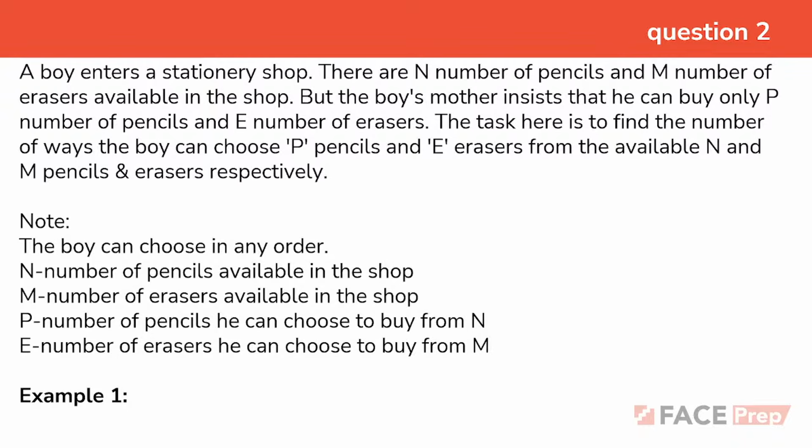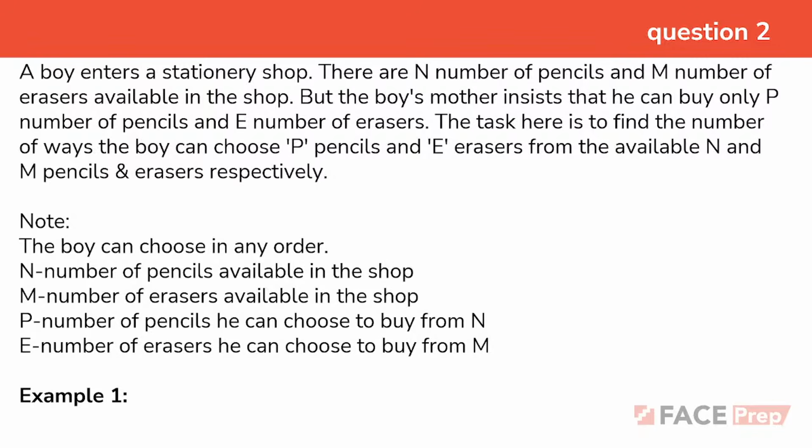So let's read the question. A boy enters a stationery shop. There are N number of pencils and M number of erasers available in the shop. But the boy's mother insists that he can buy only P number of pencils and E number of erasers. The task here is to find out the number of ways the boy can choose P pencils and E erasers from the available N and M pencils and erasers respectively.